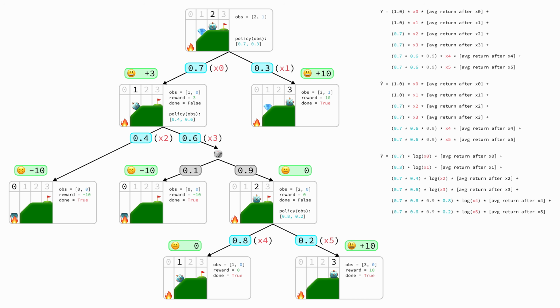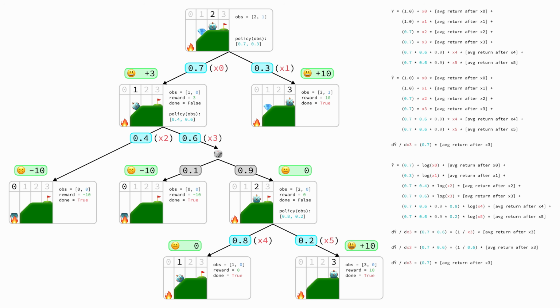But now let's see what happens when we take the gradient. Let's look at the partial derivative with respect to x3. So up here, what we got as before would be 0.7 times the average return after x3. And we do the same thing down here. All these other lines will cancel out as before, and we'll get 0.7 times 0.6 times 1 over x3 times the average return after x3. And this x3 will have the value of 0.6, so now it'll cancel out this 0.6, and we'll get 0.7 times the average return after x3. So these two values will be the same.